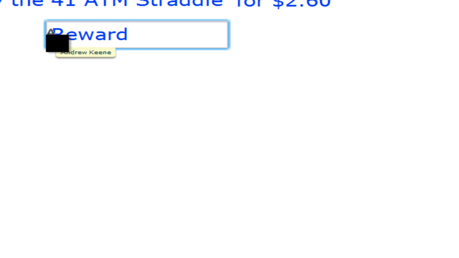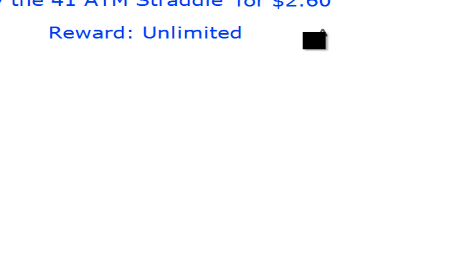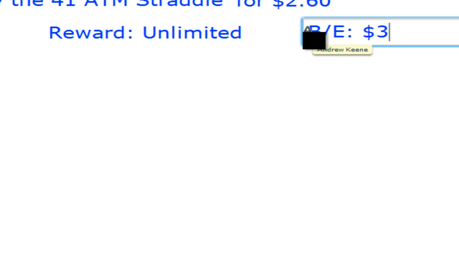My reward on this trade, in theory, is unlimited. Anytime I buy calls, my reward is unlimited. Break even of this trade, we're going to have 2 break evens of this trade, and I just talked about this, 38.40 and 43.60.